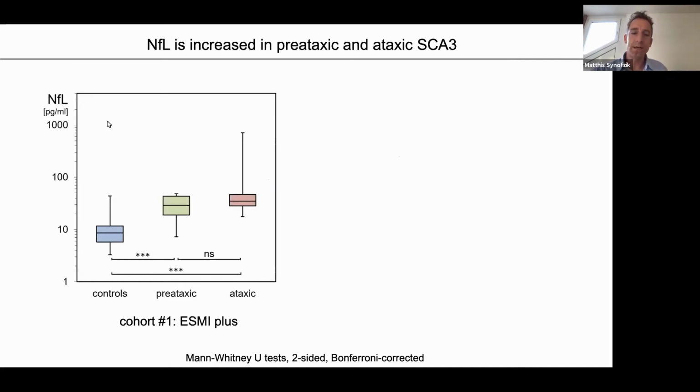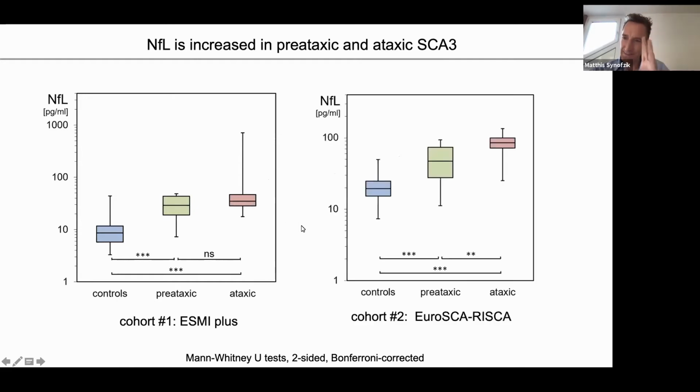Now we come to the group data of cohort number 1. You see that in pre-ataxic subjects, NFL in green is increased compared to the controls, and also the ataxic subjects are increased compared to controls. In this cohort 1, we did not find a difference between ataxic versus pre-ataxic subjects. How about the second independent cohort with a slightly different SIMOA assay? We could replicate the finding that in pre-ataxic subjects, NFL is increased compared to controls. And here you also see that in ataxic subjects, it's even higher than in pre-ataxic subjects, arguing that there might still be an increase in the ataxic stage.